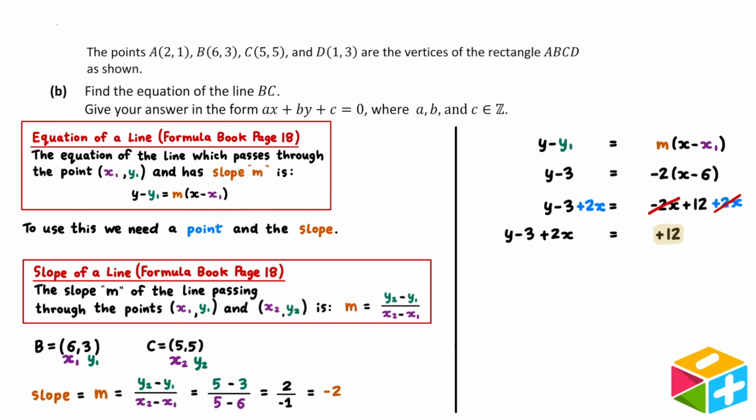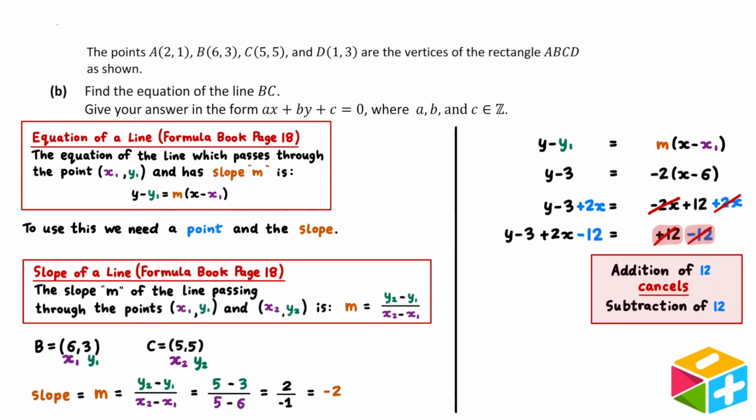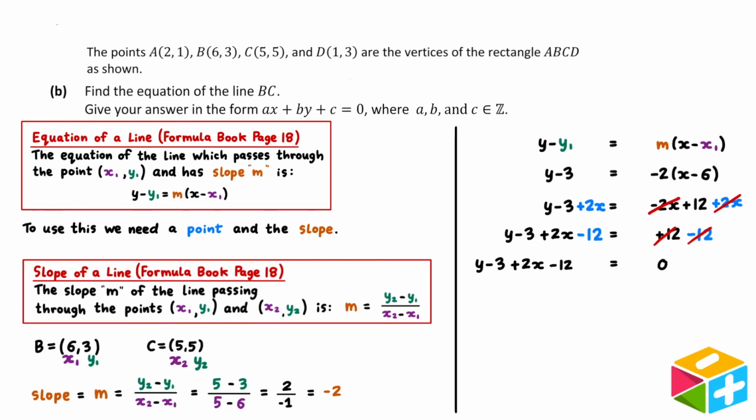Now, let's remove the 12 from the right-hand side. This represents addition, and the inverse of addition is subtraction. So to remove a plus 12, I should subtract 12 from both sides. From here, we can do some simplification. Minus 3 minus 12 is minus 15.